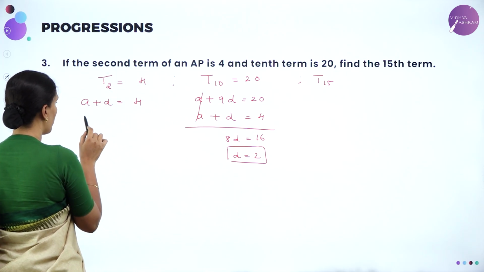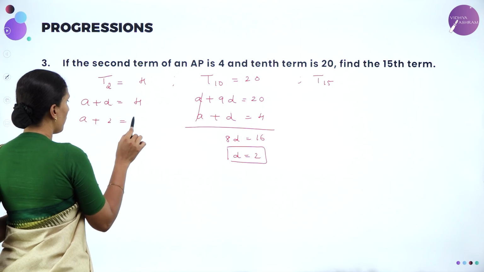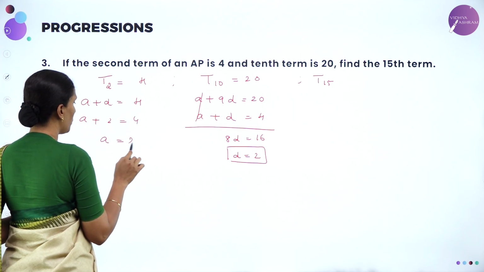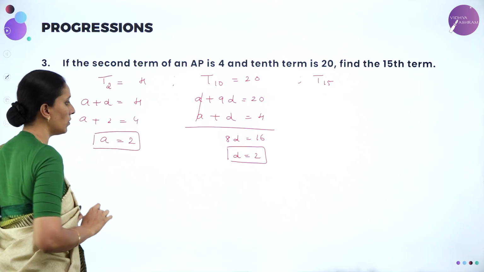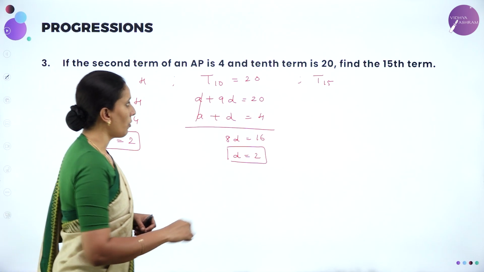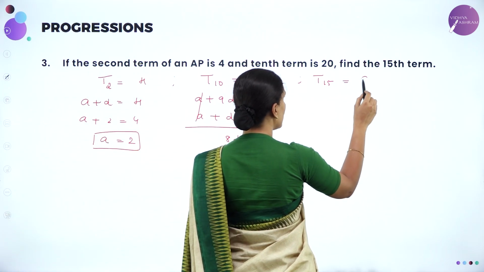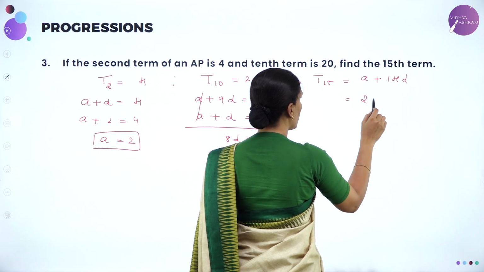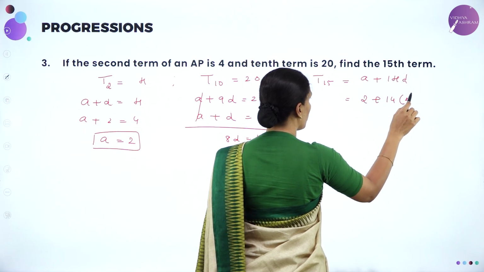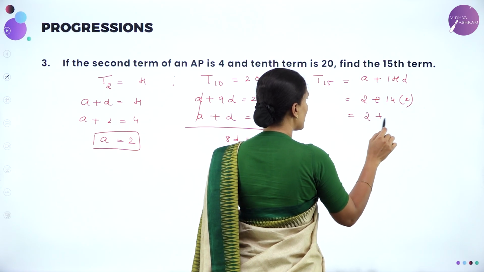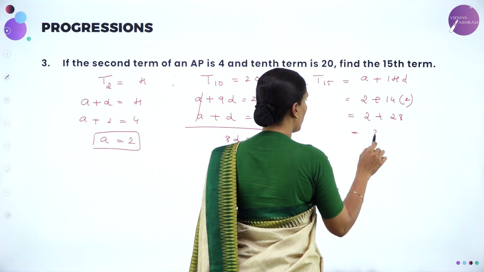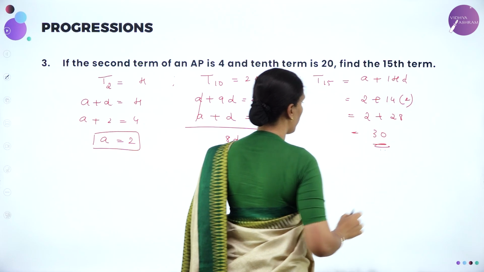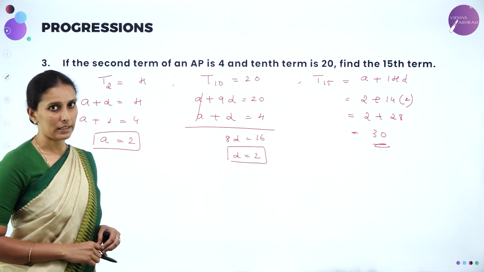That is D is equal to 2. Then T4, A is equal to 2. So we got A is equal to 2, D is equal to 2. Now T15 can be written as A plus 14D. So therefore this is 2 plus 14 into 2. So 2 plus 28, which is equal to 30. So therefore the 15th term is 30.